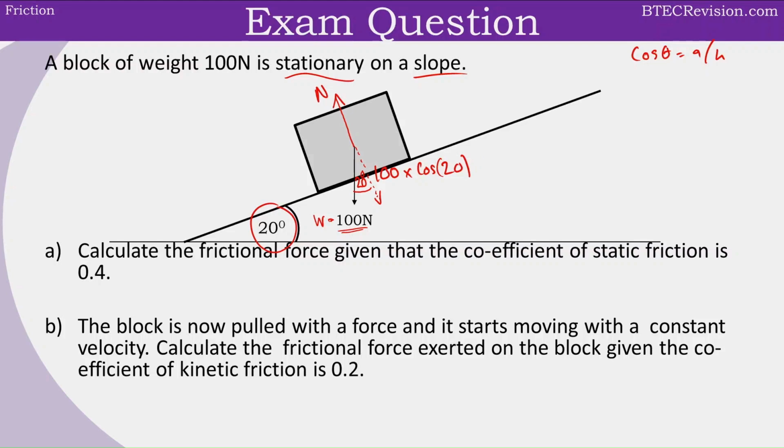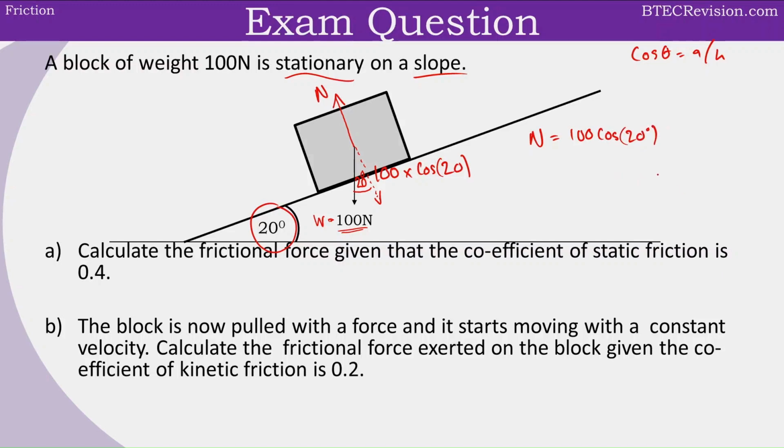So the normal force is matching that of the component of the weight perpendicular to the slope. We can equate them because this object is not going up or down in comparison to the slope. So therefore they must be equal. So you can say that the normal force equals 100 cos 20 degrees.